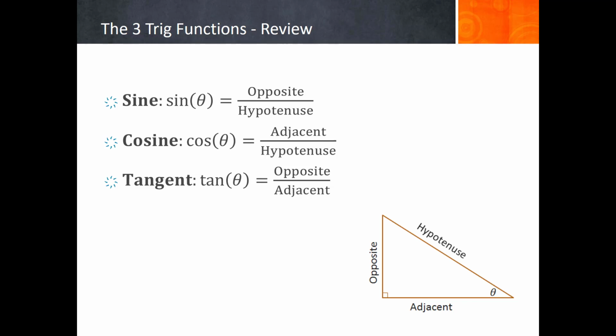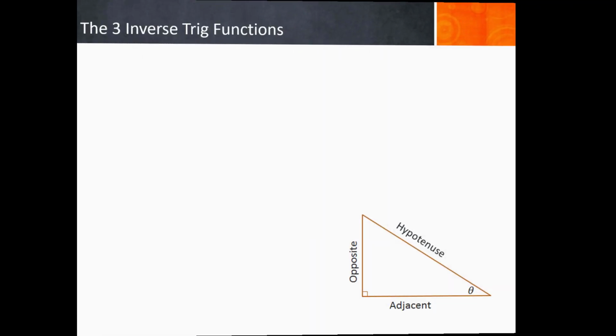And if you remember back to your algebra or pre-calculus class, one of the differences between a function and its inverse was that we flipped the inputs and the outputs. So right now with our normal trig functions, the angle is the input and the ratio of the sides is the output. And so we're going to flip that.